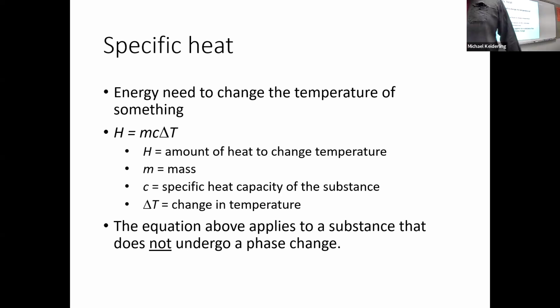So, to change the temperature of something requires energy. That energy, that heat, is determined by the specific heat. The heat capacity, the specific heat capacity, which is written as a C, is something that tells you how hard it is to change the temperature of something.